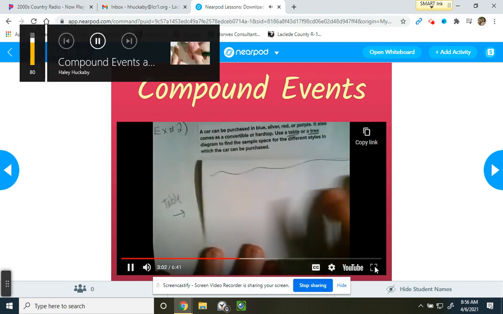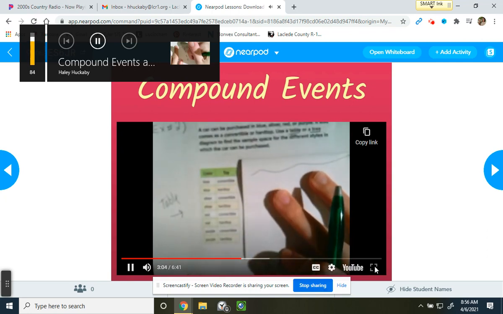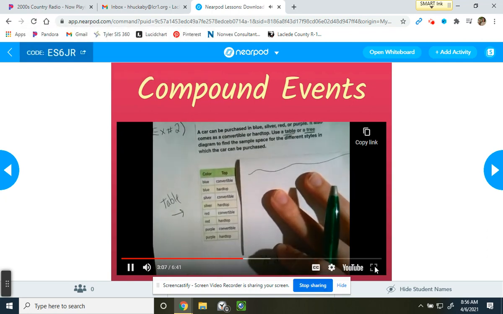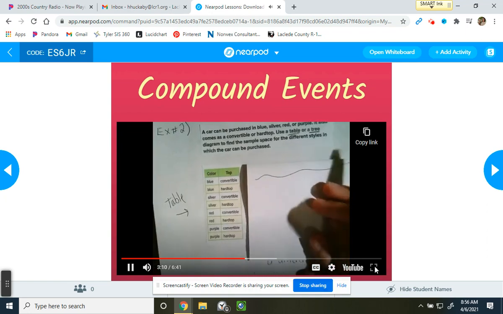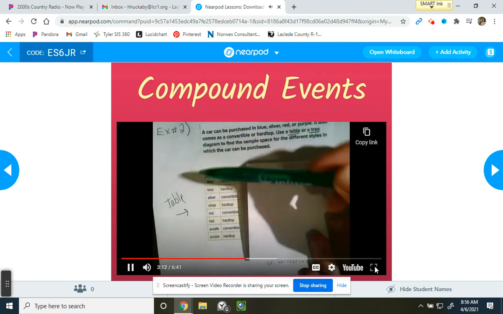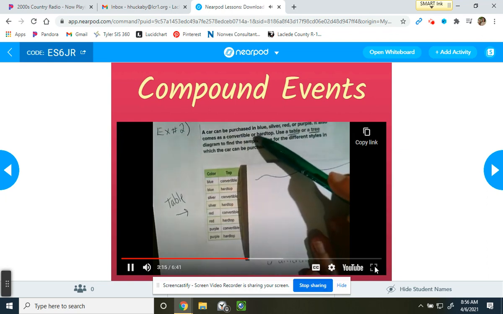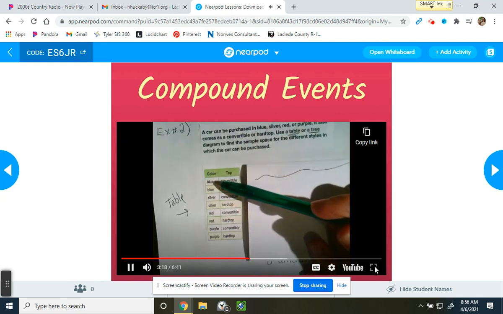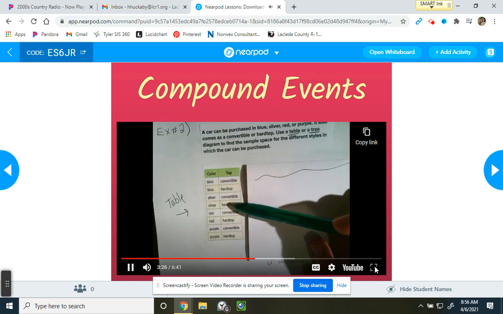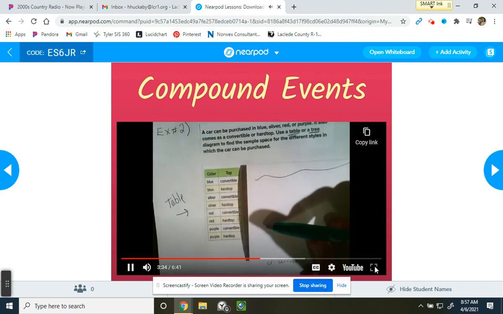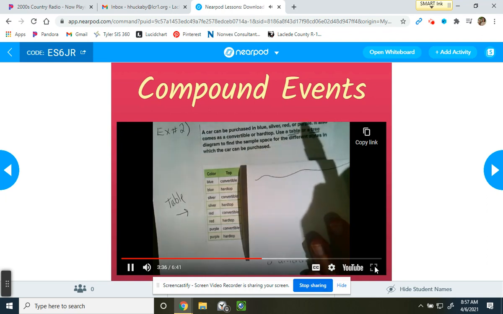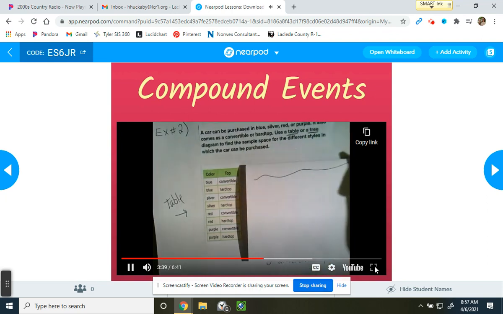All right, I'm going to show you the table that they made. Okay, so there's the table that they made. They took the colors blue, silver, red, and purple, and then they took the two different top options. So they said, okay, if I have blue, I can have a blue convertible or a blue hardtop. That's my only options for blue. Silver, I can have a silver convertible, silver hardtop, red convertible, hardtop, purple hardtop. So that's how you can make a table. That works perfectly fine for this one, but I also want to show you how to do a tree.